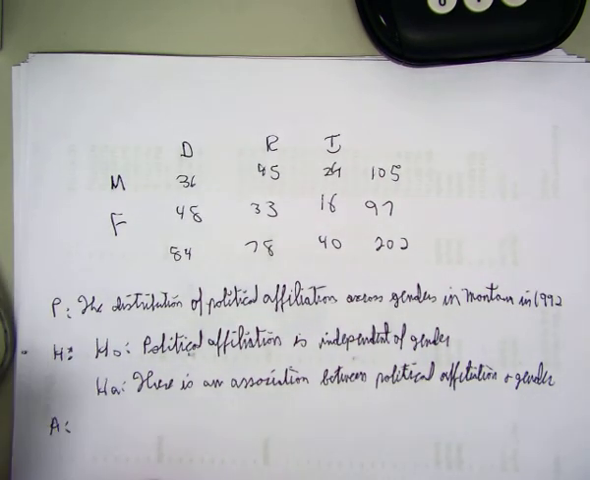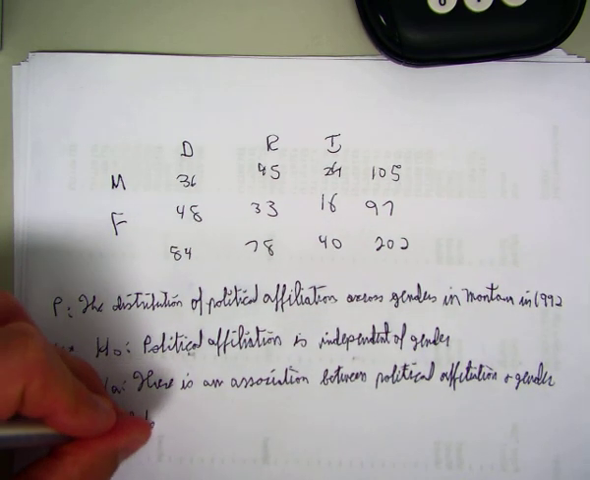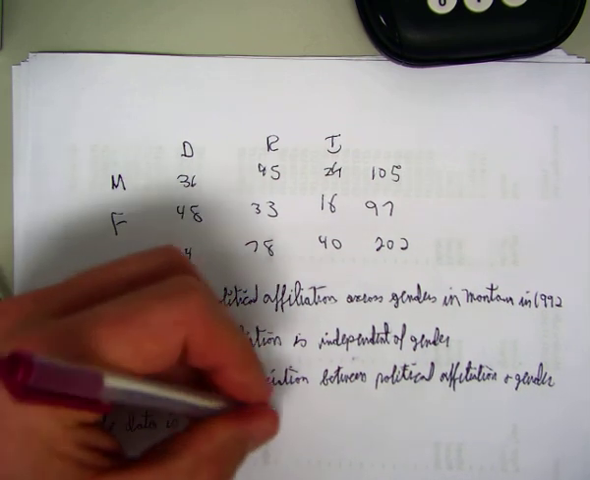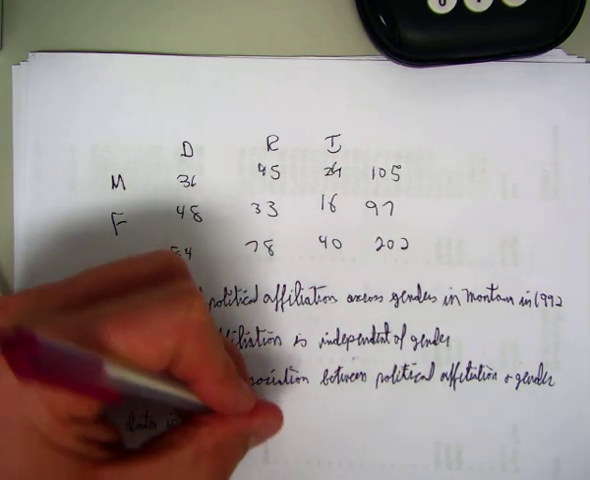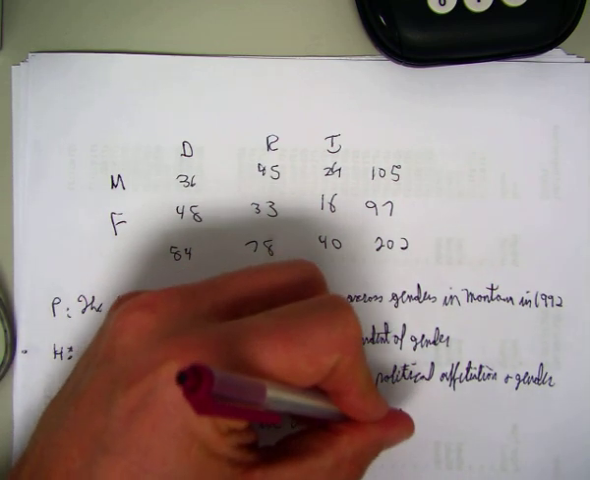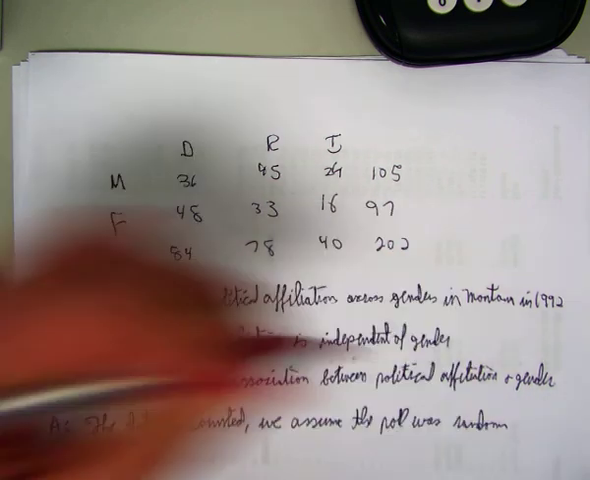The assumptions: this is counted data. It doesn't specifically say, so I'm going to assume the poll was random. And then we've got to go to the ECFs, okay?